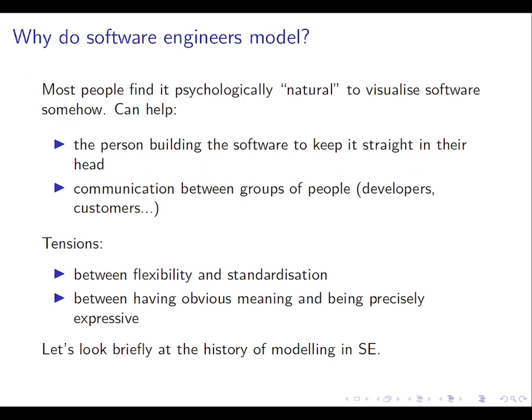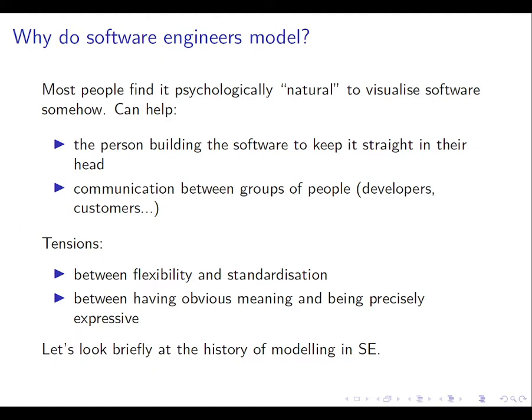Okay, so why do software engineers model? Well, people find it psychologically natural to visualize software somehow. So what you'll find is that if you don't provide people with a modeling language, you don't teach them a modeling language, but you do put them in an environment where they have to communicate with one another and make decisions about software, people make up their own modeling languages. People start drawing pictures in an ad hoc way on the backs of napkins or whiteboards or what have you.